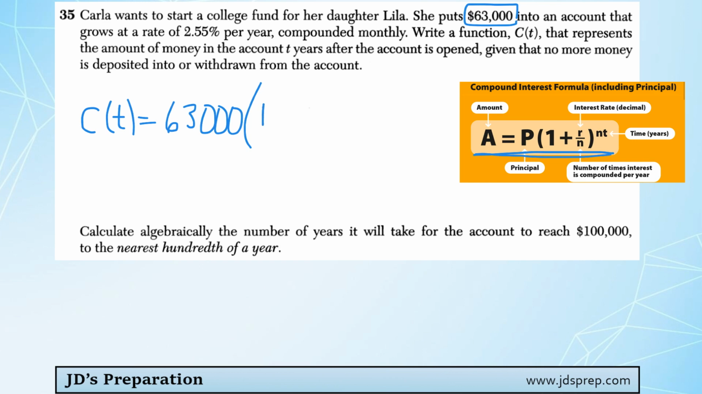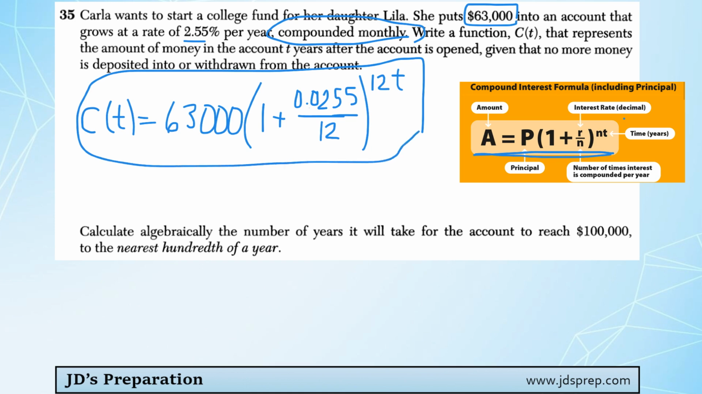That's going to be multiplied by 1 plus r. Now r represents the interest rate as a decimal. So 2.55% as a decimal would be 0.0255. And that's going to be over n, which is the number of times the interest is compounded per year. Since we're told it's compounded monthly, that means n has a value of 12. And then that's going to be to the power of nt, n again being 12, and t representing the number of years. So that's the first part of the question complete.